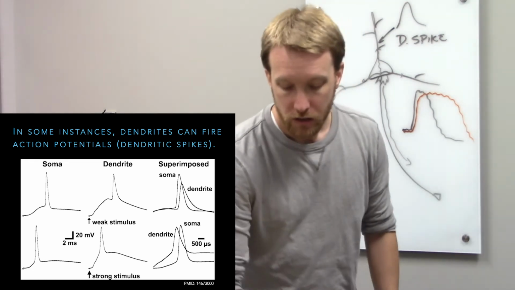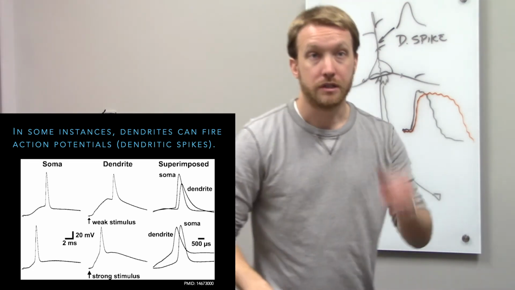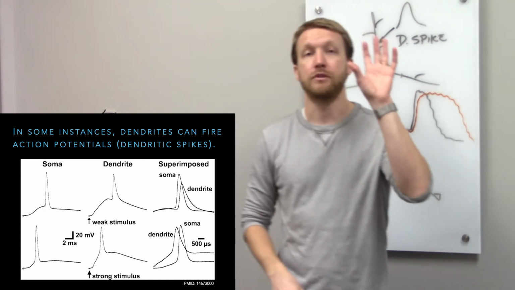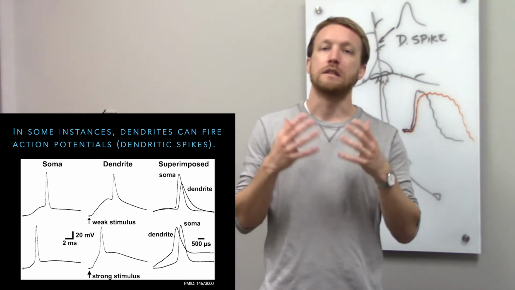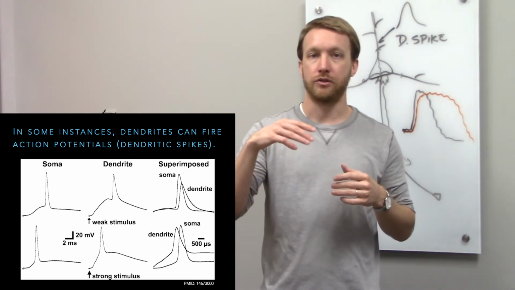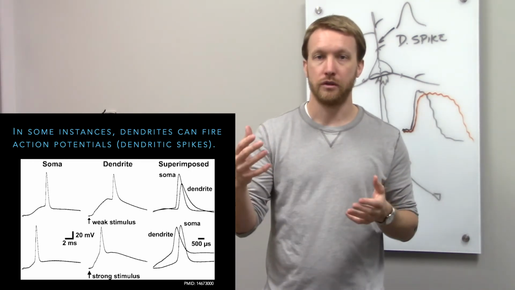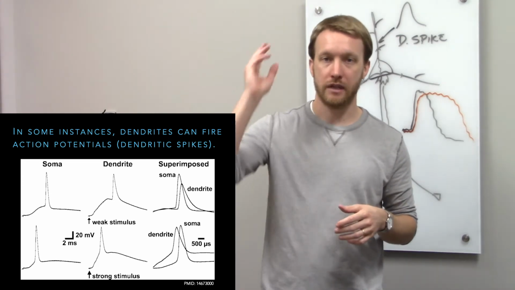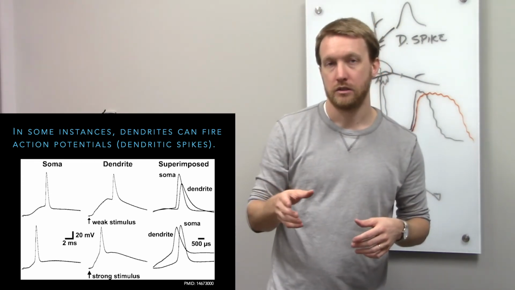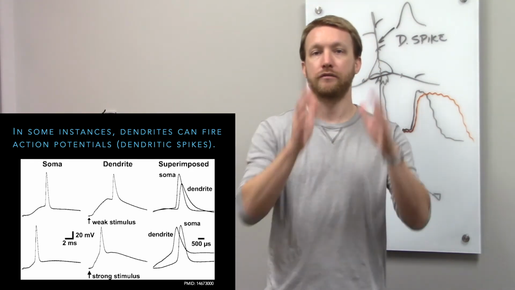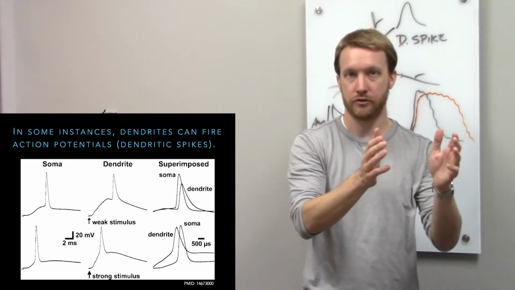So, two different recordings here. On top, it's with weak stimulation in the dendrites. It's enough to bring the cell to threshold, and so you'll see in the soma, it fires an action potential, and after that we see a spike in the dendrites. So when they superimpose those on the right, first soma, then dendrite action potential.